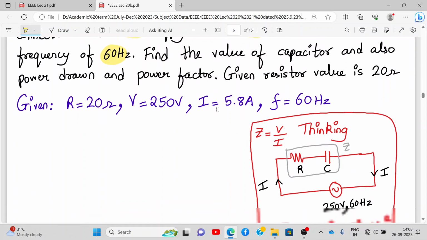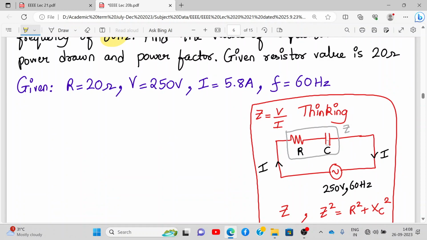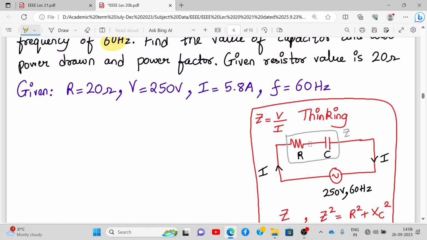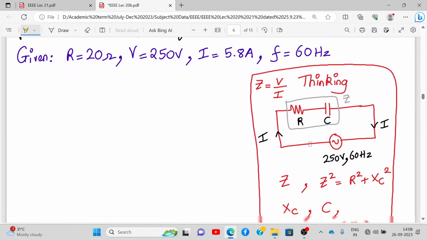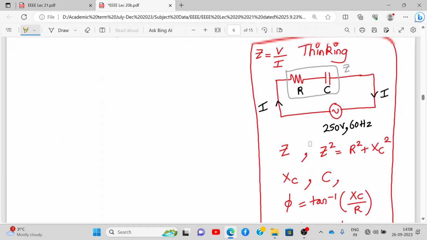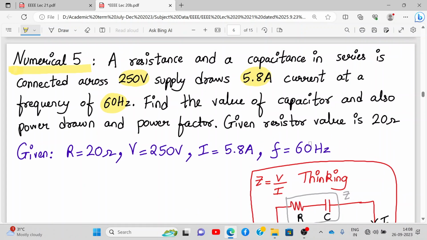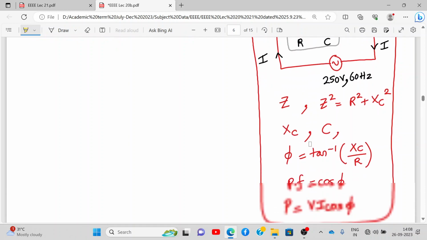So basically, we have been given a series RC network, and here the AC current I is flowing because of the AC voltage. First, we need to find impedance. That's the thinking strategy. What we need to find is the capacitor. If you know XC, can you find the capacitor value? XC is 1 upon 2 pi FC.